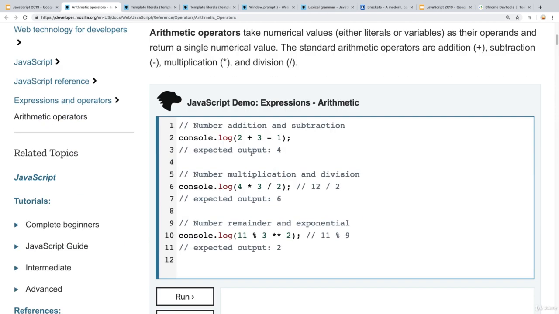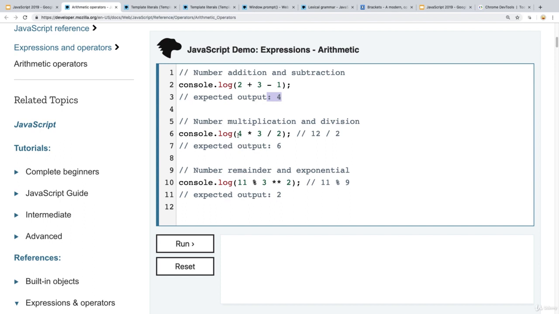They've got a great example here of 2 plus 3 minus 1. Quick, what's the answer? It's 4. This one gets a little bit more complicated. We have 4 times 3 divided by 2. The answer here is that we're doing multiplication and then division. So that's the order of operation. 4 times 3 is 12, divided by 2 outputs 6.